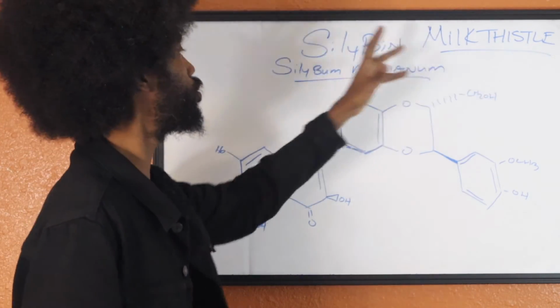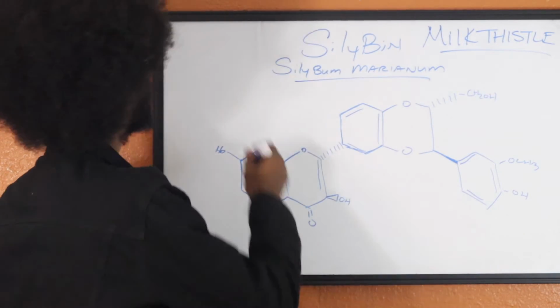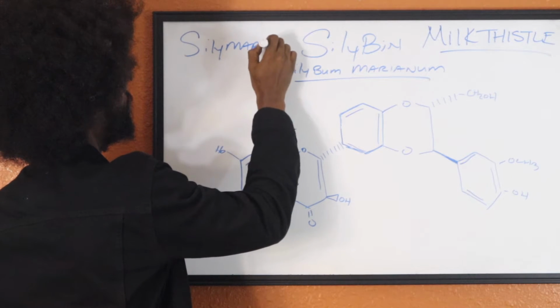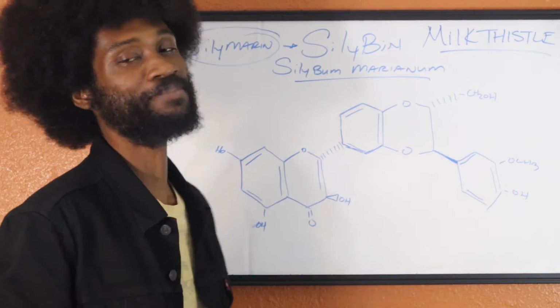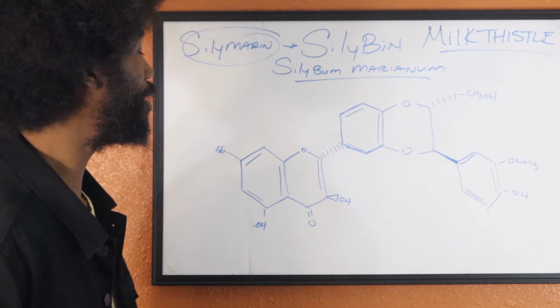So milk thistle is known as Silibum morianum, and inside Silibum morianum, you got silymarin. Okay, silymarin, and silymarin is composed of silibin, silibin A, silibin B, all different types of these particular phenol groups.